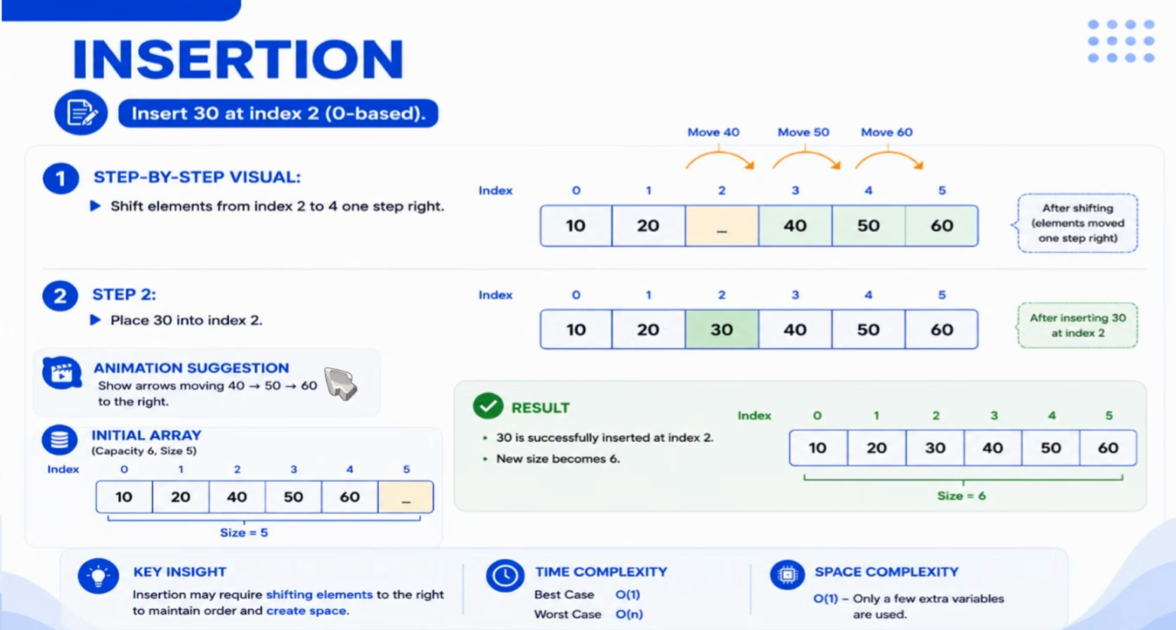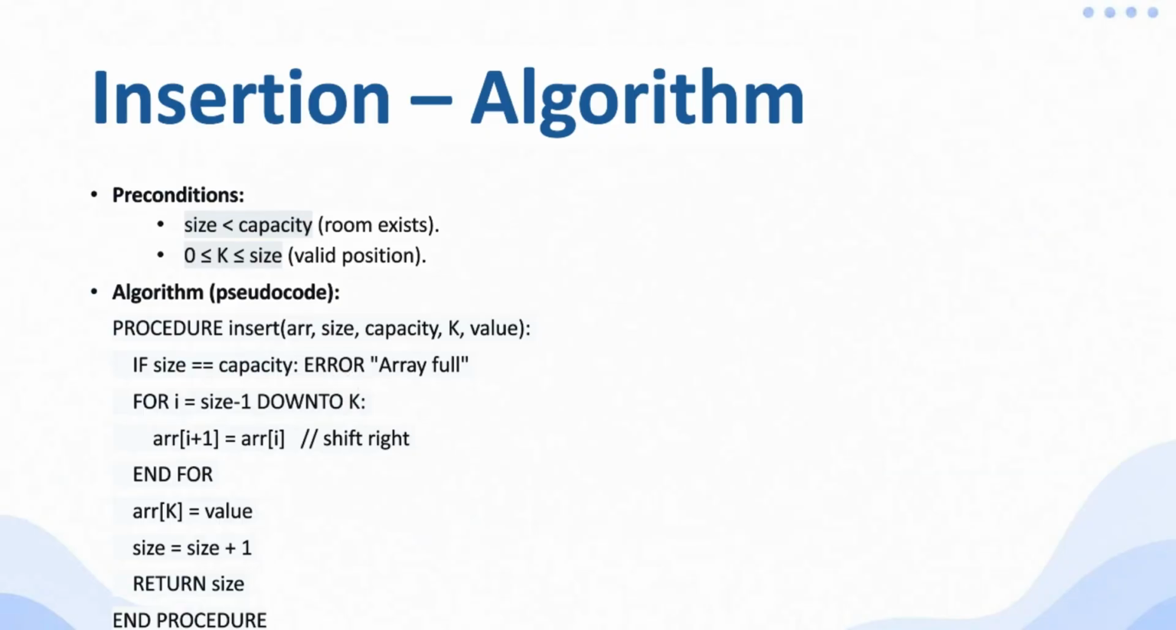Now let's look at the insertion algorithm. Here's the algorithm with preconditions. Size should be less than the capacity, and k is a valid position. You can insert at the end where k equals size. And the pseudocode is this.